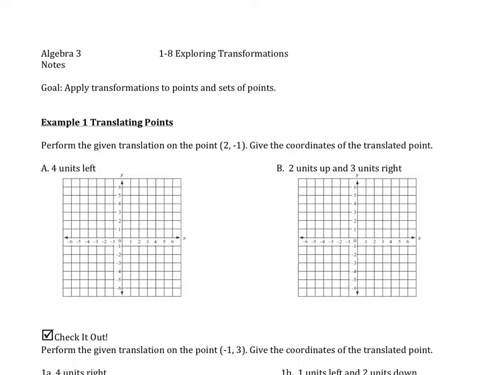So translating, remember, is moving left or right. So perform the given translation on a point (2, -1). Give the coordinates of the translated point. So first I'm going to graph (2, -1). Okay, so what happens when I move that 4 units to the left?